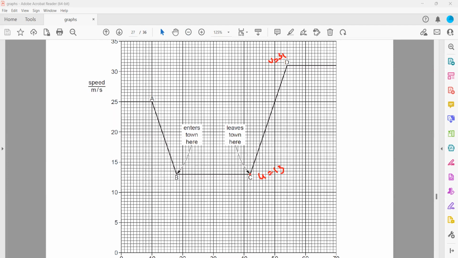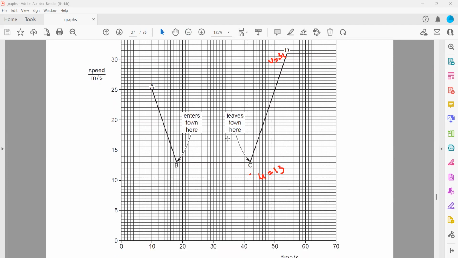But what about the time interval? For the time interval, you have to check the x-axis. This one is at 42, and this one is at 51, 52, 53, 54. So 54 minus 42, so 12 seconds. This one is at 42 and this is 54, so the time interval is 12 seconds. So it will be 31 minus 13 divided by 12, which equals 1.5. So the acceleration of this car is 1.5 meters per second squared.